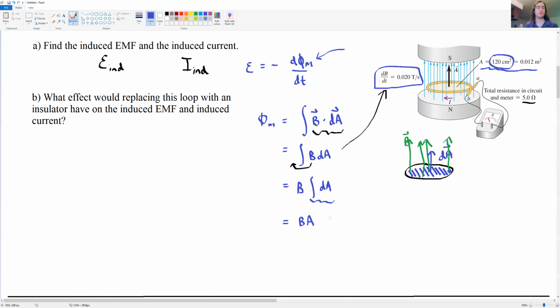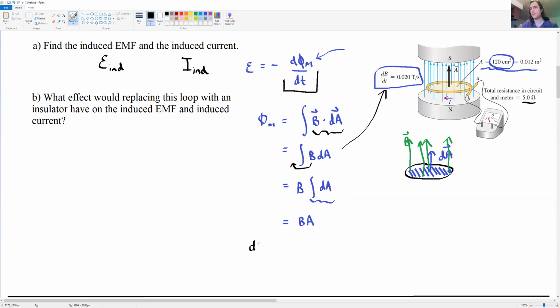We want to get to an equation that has all the terms in it, and then plug in the numbers, right? Okay, so we have B times A for our magnetic flux. This was a nice simple case that I mentioned before. Now we need to calculate dΦ/dt, because that's what we need for Faraday's law here.